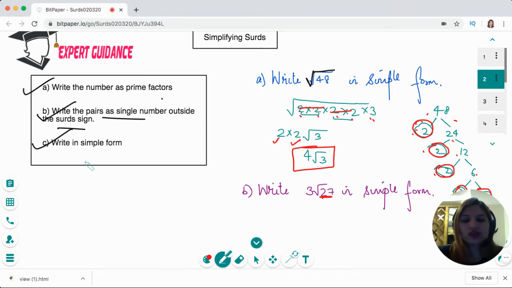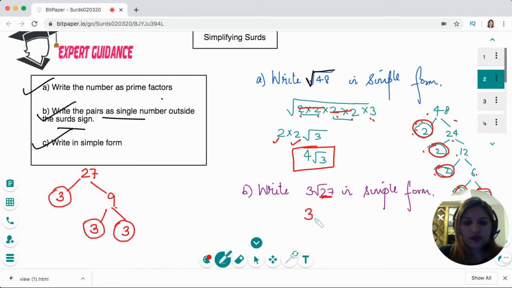Now let's try this number. This is square root 27. Now let's try to make the prime factors of 27. 27 cannot be divided by 2. So let's divide by 3. So it is 3 times 9, which is 27. Now 3 is a prime factor. We'll circle 3. 9 can be further divided into 3 and 3, which are prime factors. Now we have got all the prime factors, so we'll stop here.